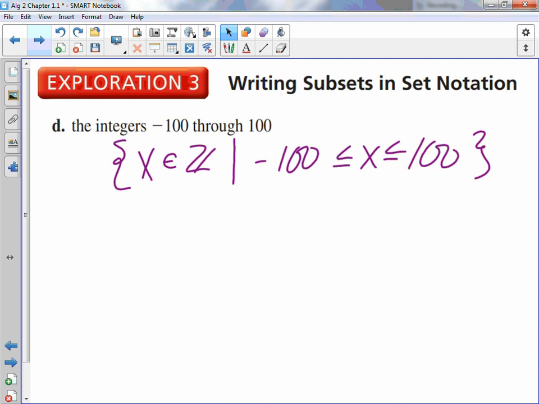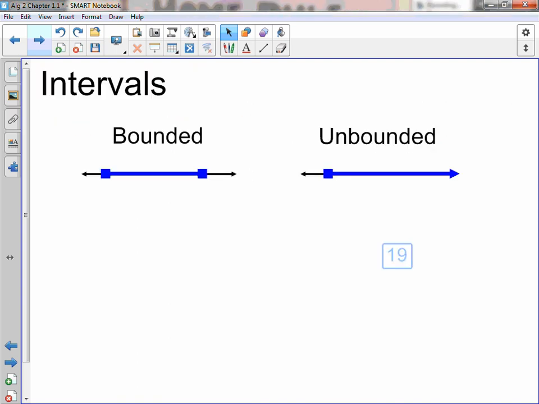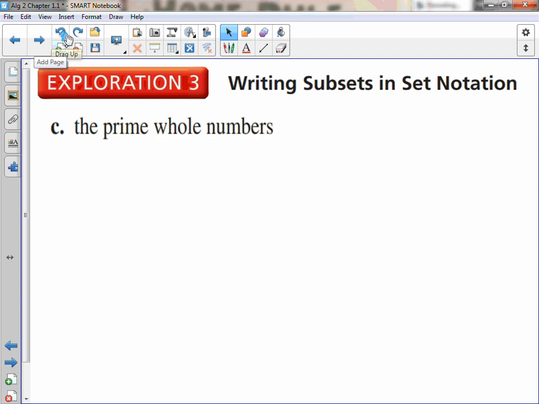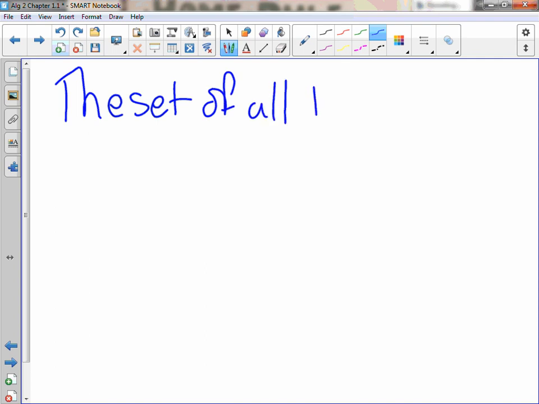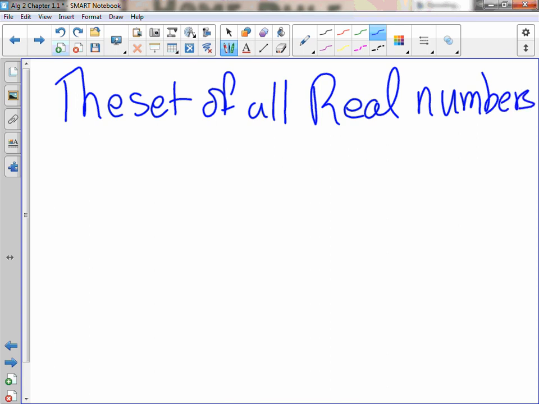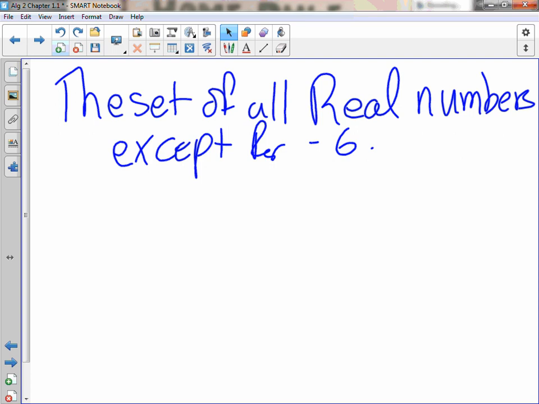We're going to do one more. We're not doing prime numbers. Let's see here. The set of numbers except for negative 6. The set of all real numbers except for negative 6. So that means any number except for negative 6 is going to work.